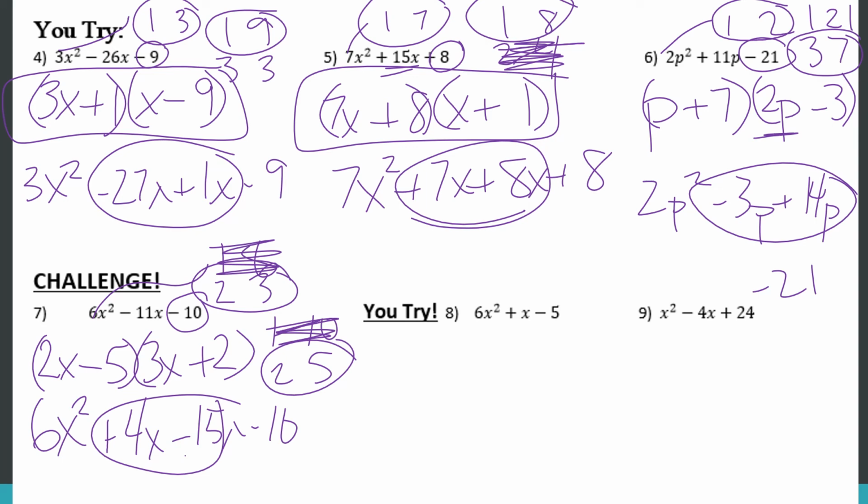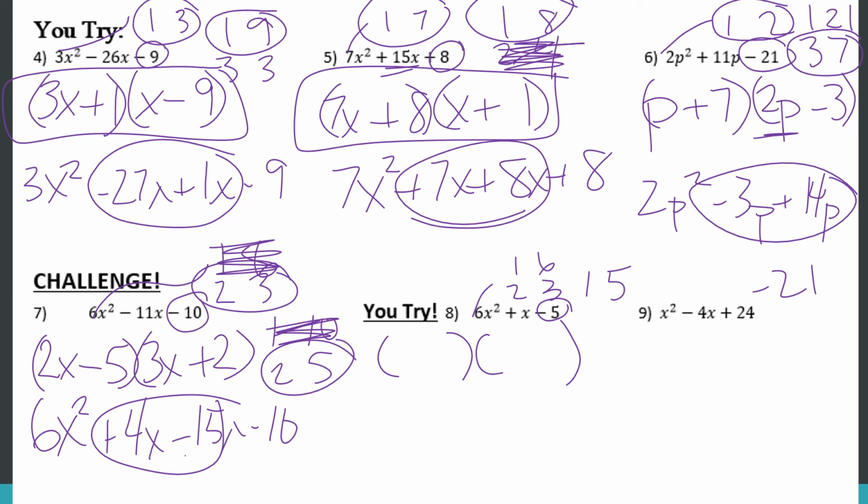All right, so hopefully you tried these. On number 8 here, I'm going to start my parentheses. Now my factors for 6 are 1 and 6 or 2 and 3. So here I have some options. The nice thing though is that when I look at the 5, the only factors are 1 and 5. So now I'm going to see, okay, 1 times 1 is 1, 6 times 5 is 30. Let's see, 1 times 5 is 5, 6 times 1 is 6. Well, 6 and 5, they do subtract, give me 1.